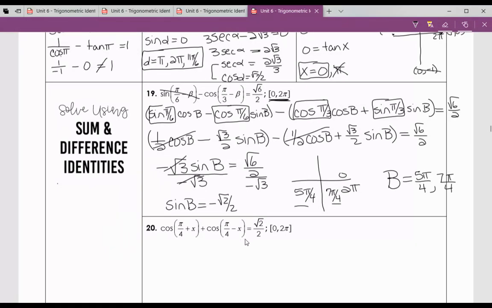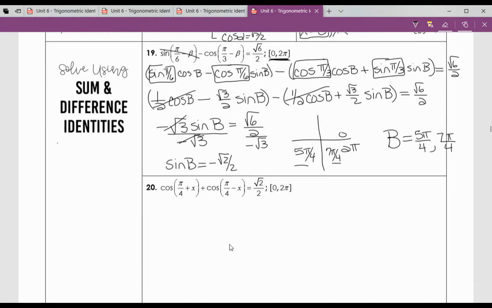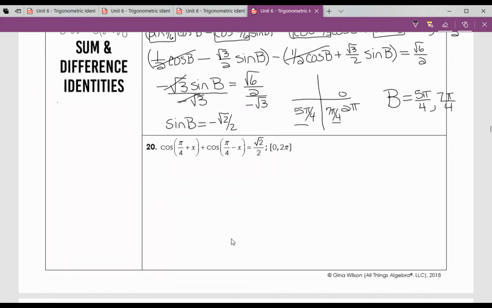All right, so we're going to do another formula. This time we're going to do cosine sum and cosine difference. So I need to look at my identities, and I need to use my cosine alpha plus beta, and then I will use my cosine alpha minus beta for the second group. So a plus b here, a minus b here.